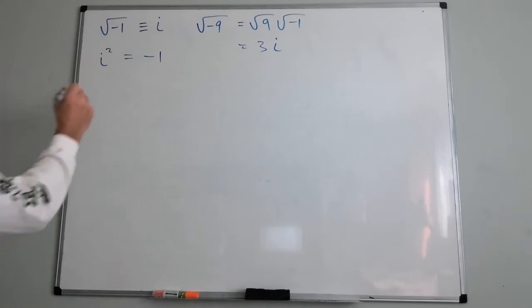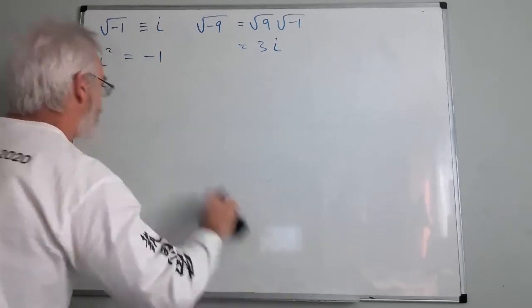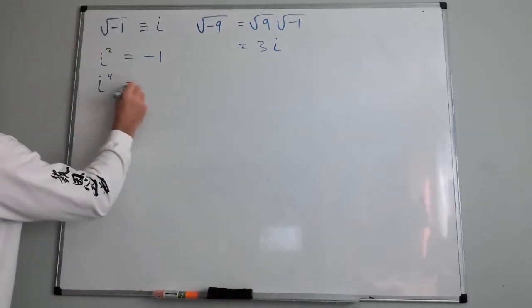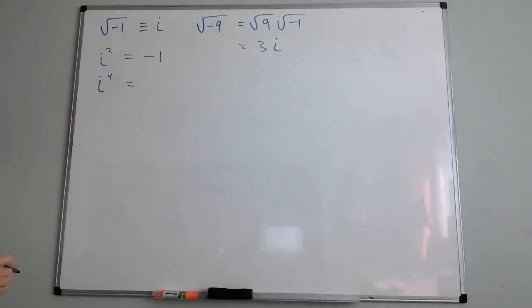Groovy. What would i to the fourth power be? Anybody want to try one? What's i to the fourth? -1.